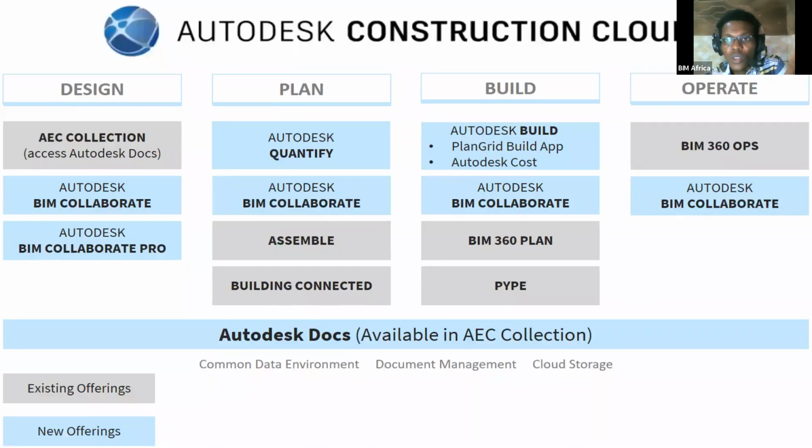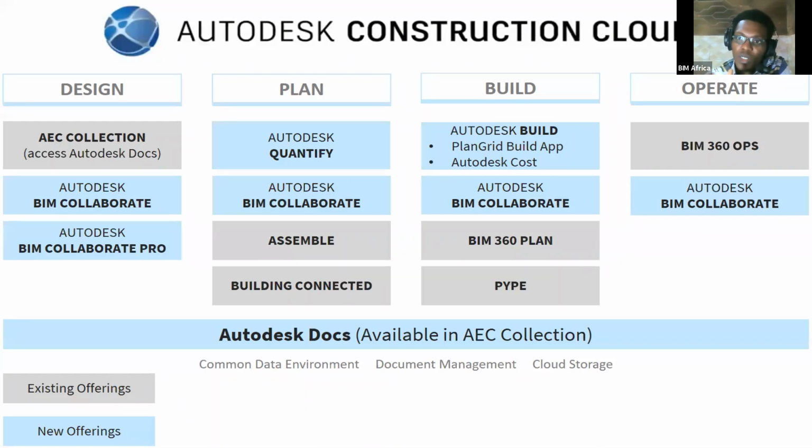So basically, this is what the Autodesk Construction Cloud looks like. As you can see, the solutions you find under this umbrella brand have been broken down into the various stages of a project. Some of them are found under design, some under plan, some under build, some under operate. So under the design stage, you begin to see such things as the Autodesk AEC Collection, BIM Collaborate, and BIM Collaborate Pro. And then under the plan stage, which is basically the stage between design and build, according to Autodesk, you begin to find solutions such as Autodesk Quantify, Autodesk BIM Collaborate, Assemble, and BuildingConnected.